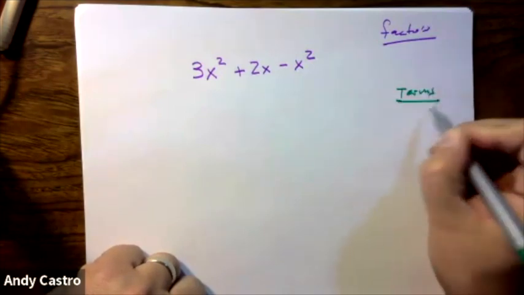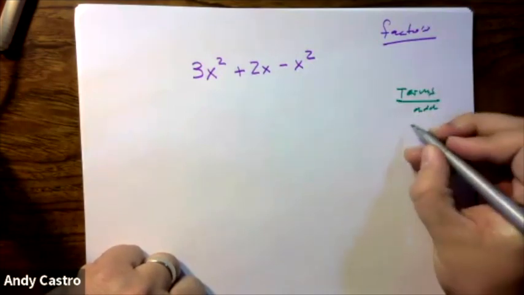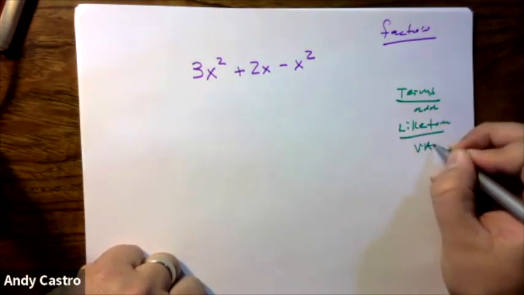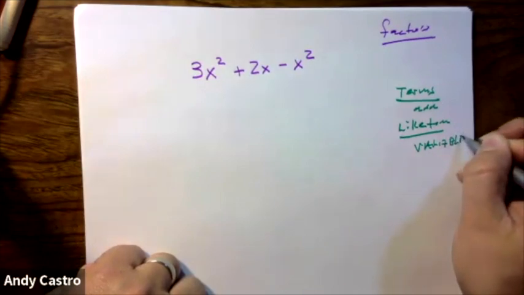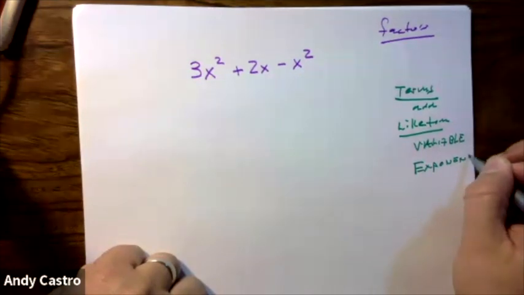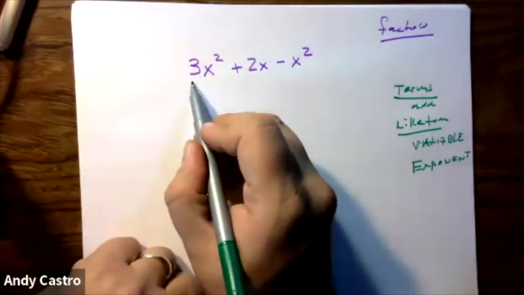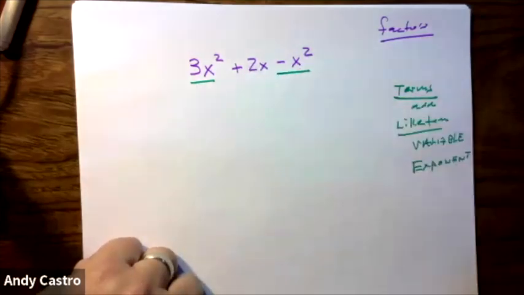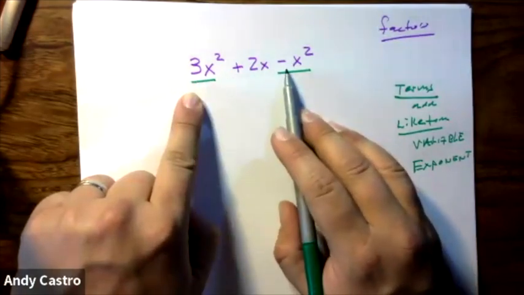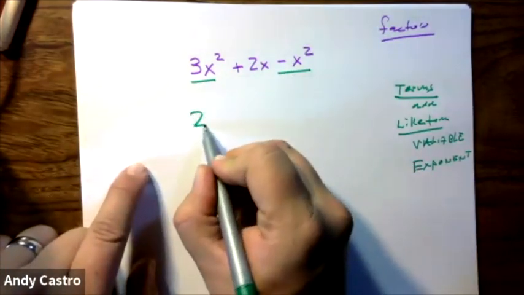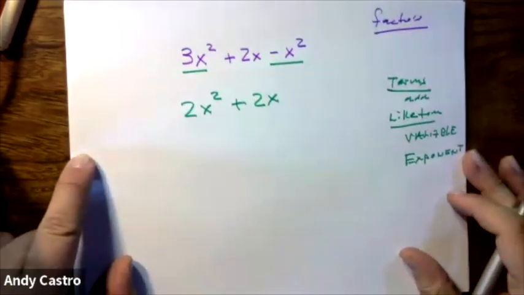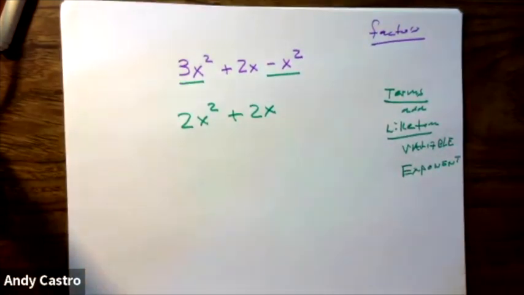Terms are things that we add, and like terms have to have the same variable and the same exponent. Here I see that my 3x squared and my negative x squared have the same exponent, so I can combine 3 and a negative 1. That gives me 2x squared plus 2x. Everybody with me so far?